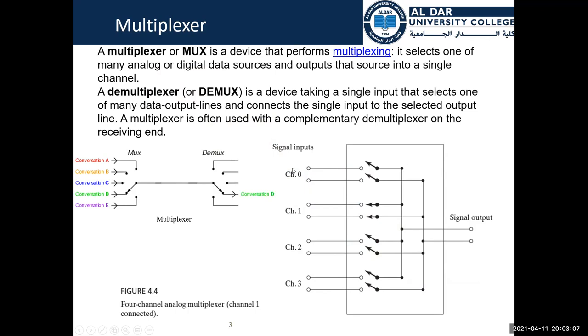If we have multiple channels here, that one is going to be the multiplexer. We have multiple channels, and then we select one channel to be the output of the multiplexer. According to the selection control lines, we output channel 0 to the output, or channel 1, or channel 2, or channel 3. This is the simple operation of the multiplexer.